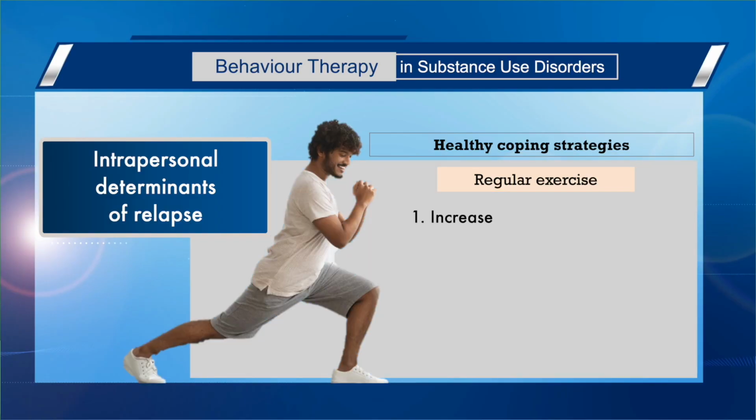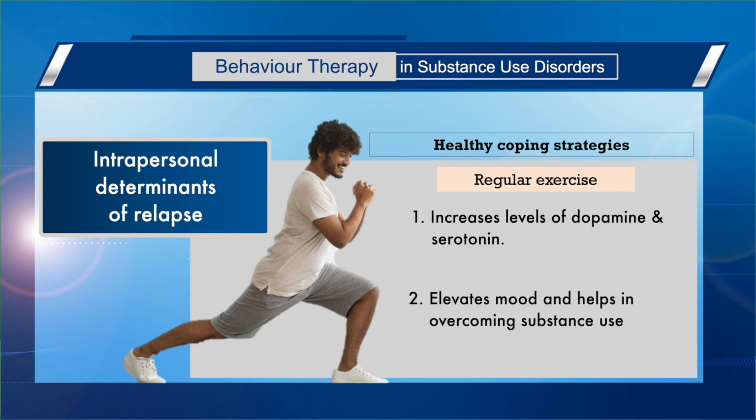Now, let us see regular exercise. Regular exercise has been linked to increased levels of dopamine and serotonin. This elevates mood and helps in overcoming substance use. In treatment settings, it is often recommended to exercise for at least 1 hour daily.